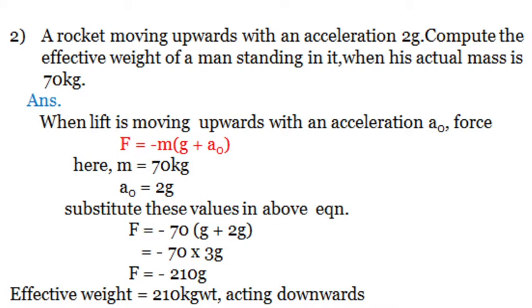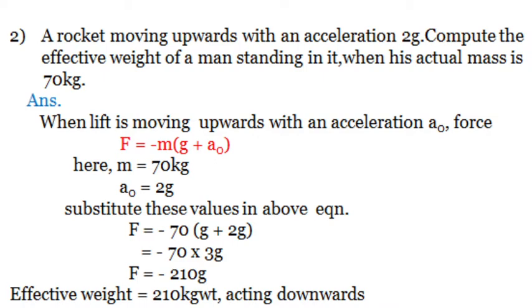So we have to use the equation F is equal to minus m into g plus a0. Here m is equal to 70 kg, a0 equal to 2g. We simply substitute this, and F is equal to minus 70 into g plus 2g, which is 3g. So 70 into 3g gives 210, with a minus sign, so minus 210g. This should be converted into kilogram for finding the effective weight. So here I multiply 210g with 1 by 9.8.